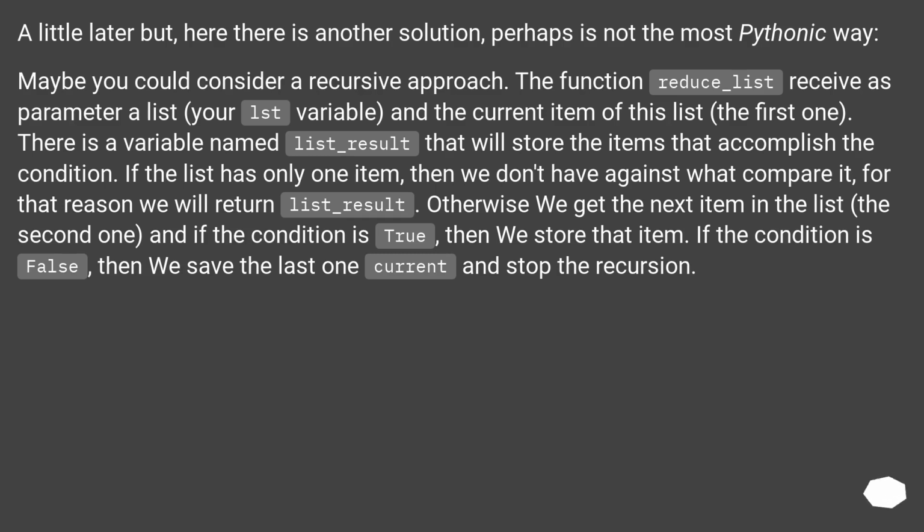If the list has only one item, then we don't have anything to compare it against, for that reason we will return list_result. Otherwise we get the next item in the list, the second one, and if the condition is true, then we store that item. If the condition is false, then we save the last current and stop the recursion.